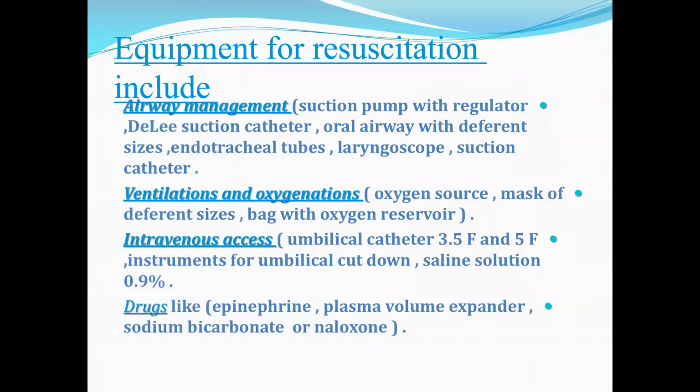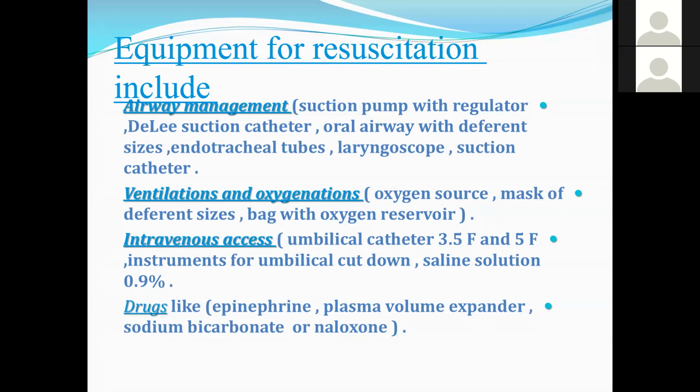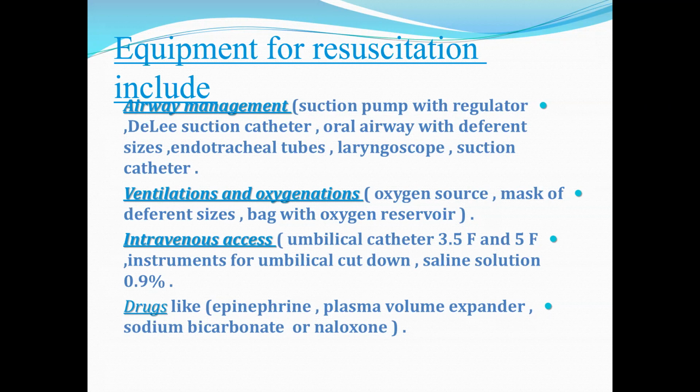Need for further management: ventilation and oxygenation, so important. Oxygen source, mask of different sizes, bag with oxygen reservoir, intravenous access, umbilical catheter, instrument for umbilical cutdown, and saline solution. Drugs that should be available in the delivery room: epinephrine, plasma volume expander, sodium bicarbonate, or naloxone. So all of these should be available in the delivery room, especially if you are informed that the delivery is for a risky mother. So all of these instruments are so important for your action.